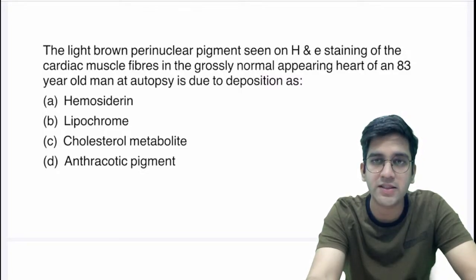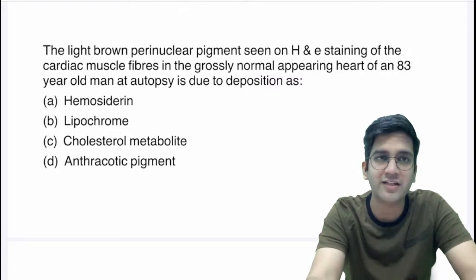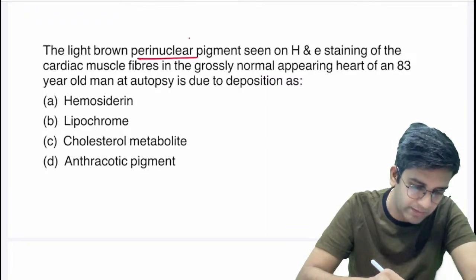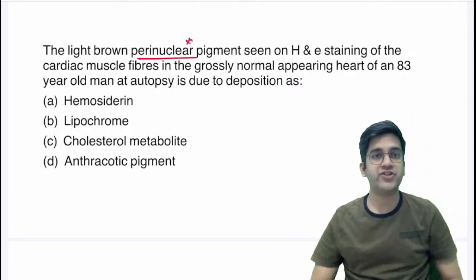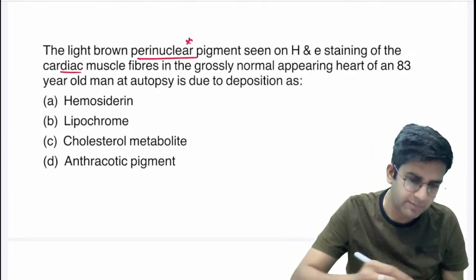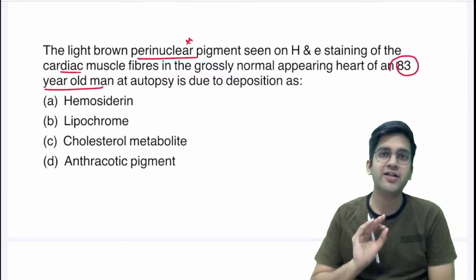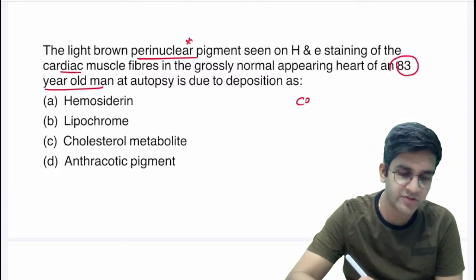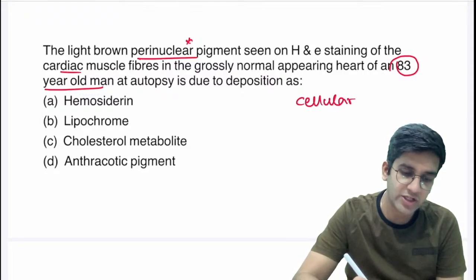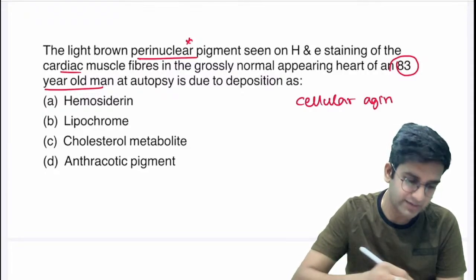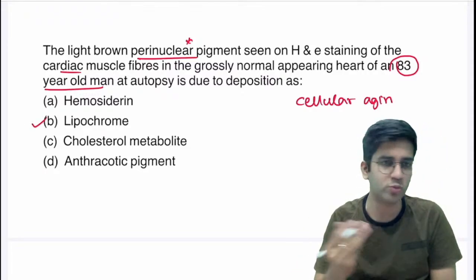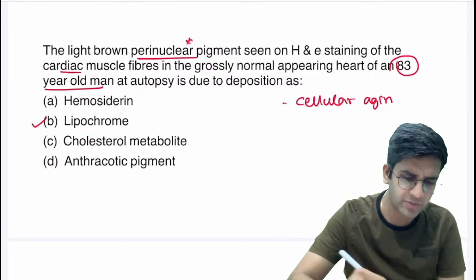Okay, B. It's a light brown perinuclear pigment. That's my first important clue on H&E staining in the cardiac muscle fiber of an 83-year-old person, which means it's just a wear and tear pigment seen in patients with cellular aging. So cellular aging will have a pigment, that's your lipofuscin or lipochrome. That's completely fine. It's just a lipofuscin pigment.